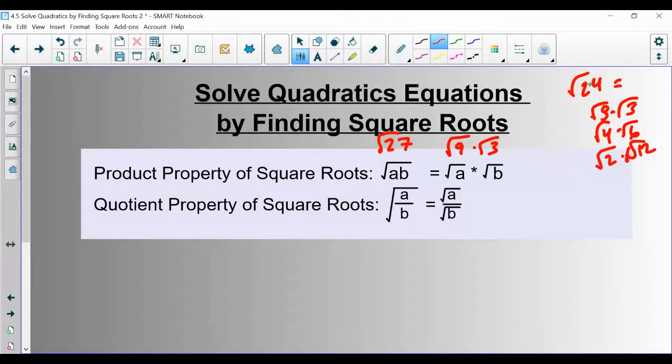If you type in root 24 in your calculator and push enter, you're going to get some weird decimal. If you type in root 8 times root 3 in your calculator and push enter, you're going to get the same decimal as any of these. Okay, as long as the two numbers multiply to that number, we're going to be okay. That is a legal simplification.